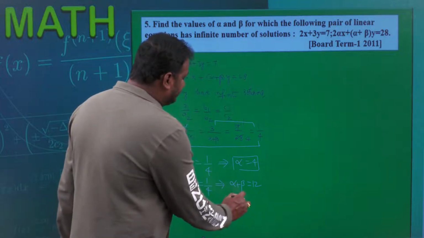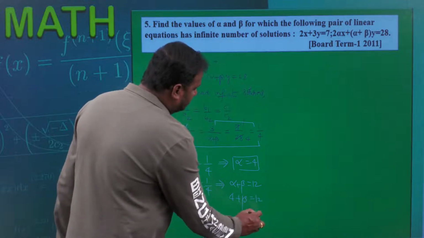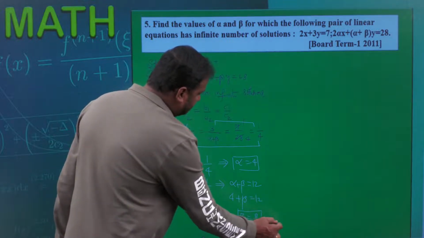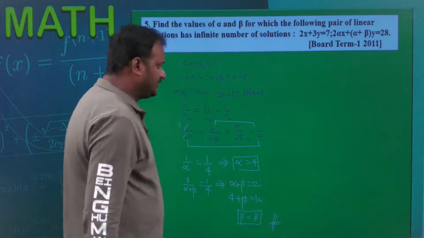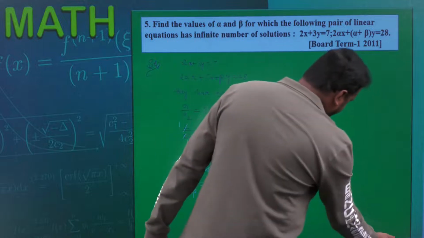So 4 plus beta is equal to 12. 4 plus how much is equal to 12? 4 plus 8 is equal to 12. So this way we can find out the values of alpha and beta.